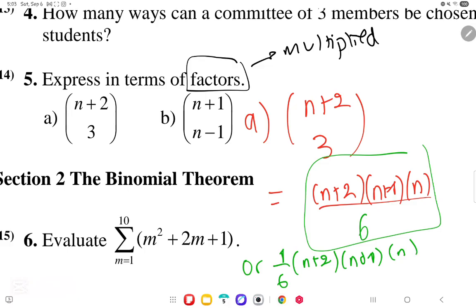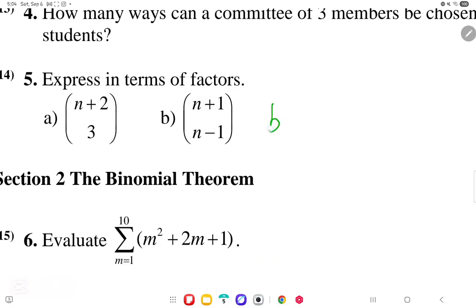Same exact thing, same exact answer. So that is it for question number 5a. Now let's do 5b. For 5b, it's gonna be what? It's gonna be n plus 1 combination n minus 1.